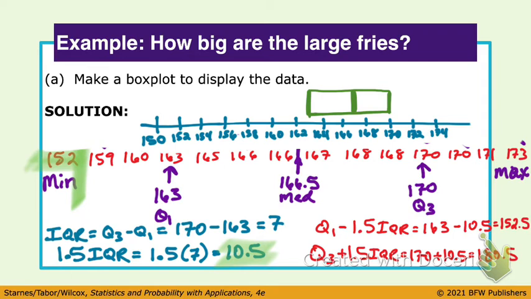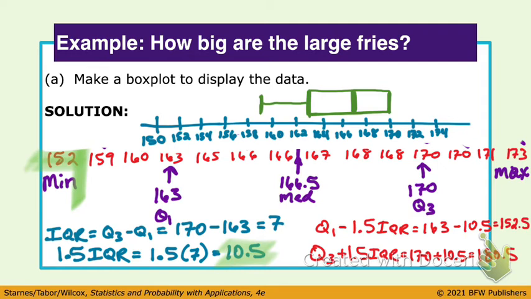Okay, now from the box, we're going to go to our lowest non-outlier value. We're not going to 152.5. We're done with those numbers. Those numbers have done their job, and we're done with them. So we're going to go to the lowest non-outlier value. What is that number? 159. Perfect. So we're going from the box down to 159, and that's my lower whisker.